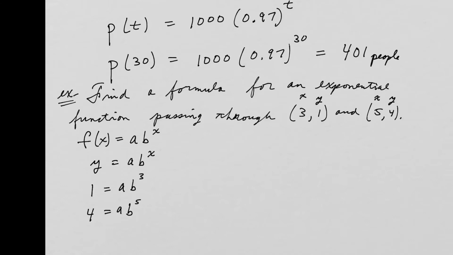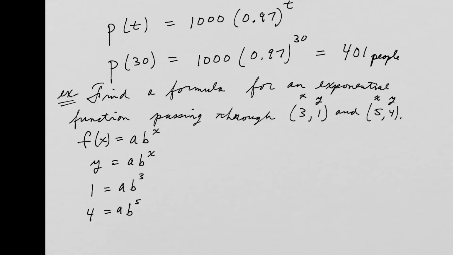Now there's a couple of ways you could solve this. We have 2 equations, 2 unknowns, but they're not linear equations. In fact, they're very nonlinear in this case. But we could still use the idea of substitution. Another way to do this is just to divide the equations. I want to solve for A and solve for B. That's the goal here.